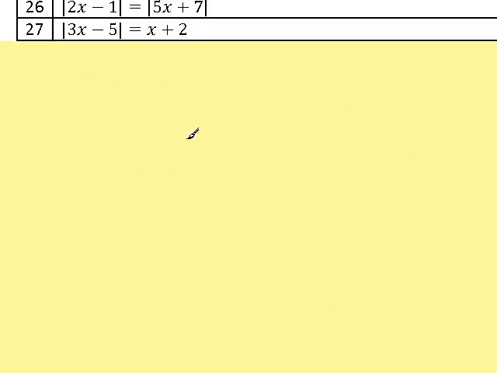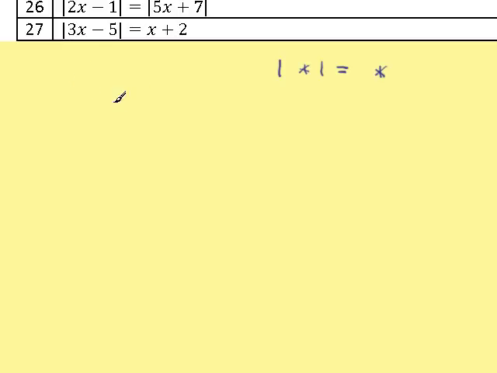Number 27 is the case that we have to check. Let me just show you what that case is. If we have some expression in absolute value equal to another expression, not an absolute value, this is the case where we have to check. We solve the same way we did the previous one.